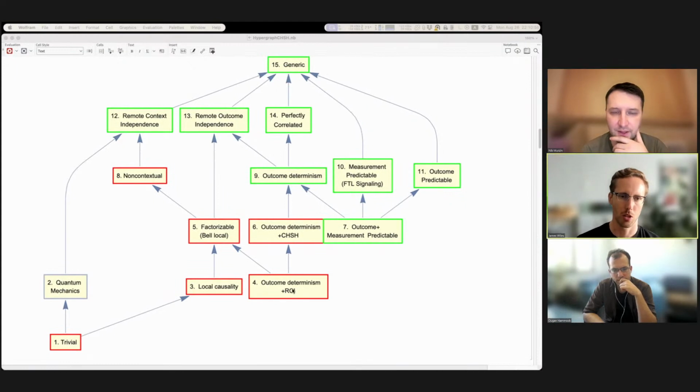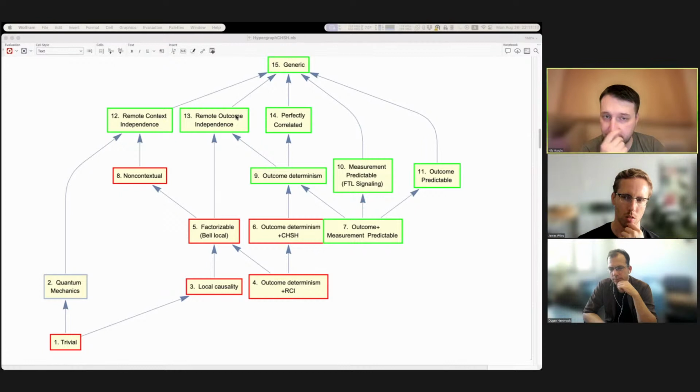It links to number 13 there. So 12 and 13 have similar names. They're just swapping outcome and context. Yes, yeah. Context is like input and outcome is like the output from the box. So why would quantum mechanics not lead to outcome independence?